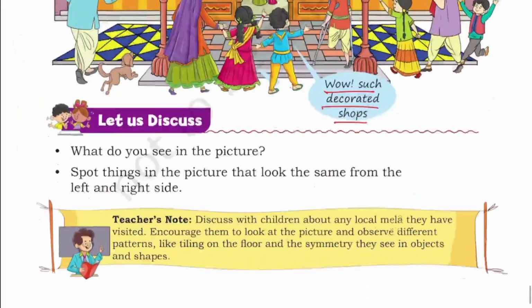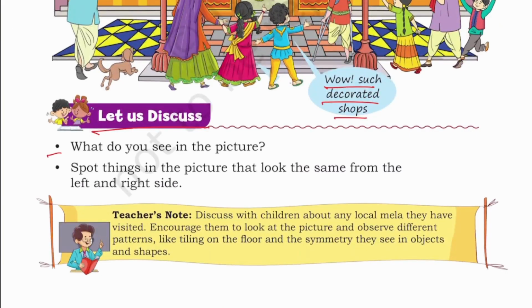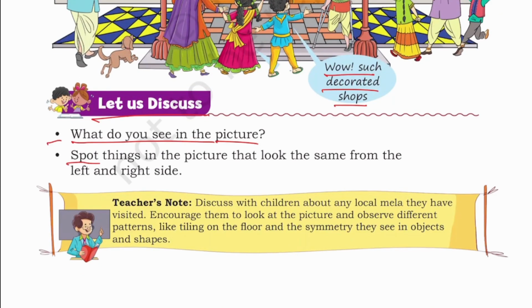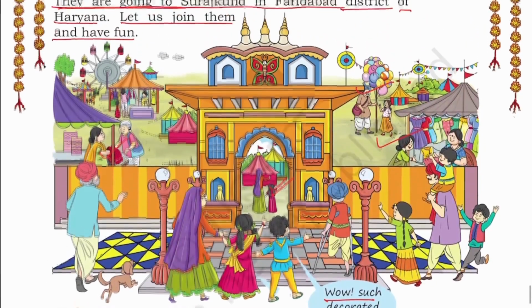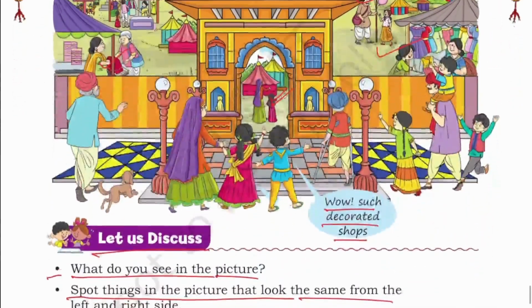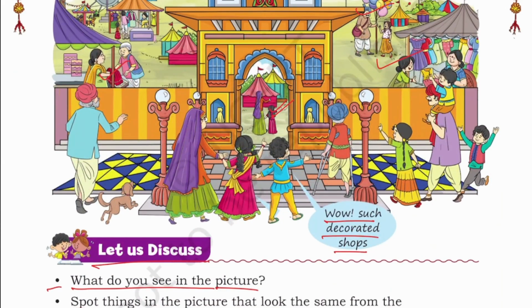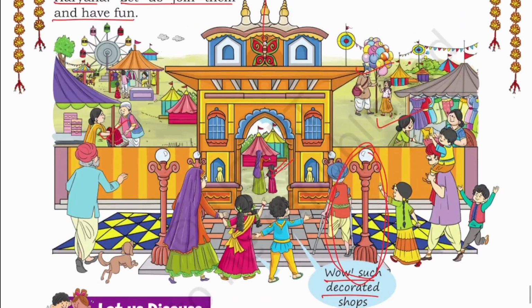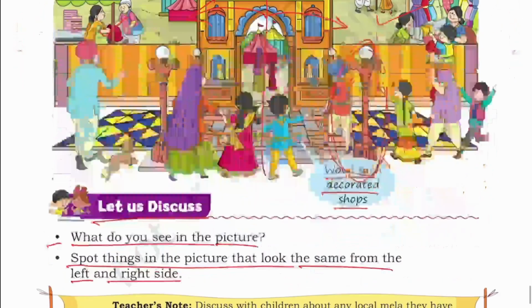Avi says, let us discuss. What do you see in the picture? Spot things in the picture that look the same from the left and right side. If you see the gate and the tiles in the front, or the mat, or the light pillar, you can see that if you divide the things into left and right, then the left side things are just the same as the right side things.